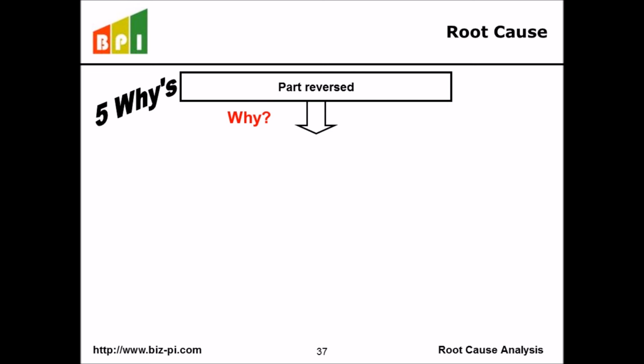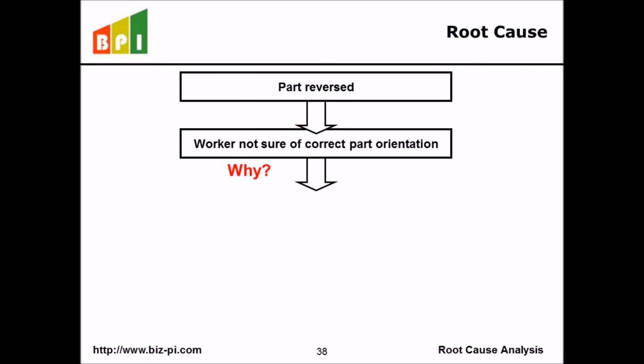Why was the part reversed? The team determines that the factory worker was unsure of the correct part orientation when performing the task. Oftentimes, teams will stop and assume that the problem is due to human error. This is not an acceptable root cause. Errors will always be made, so teams must dig deeper to find a way of making the process easier or find a better way of catching the problem sooner. We again ask why. Why was the worker unsure of the correct orientation?